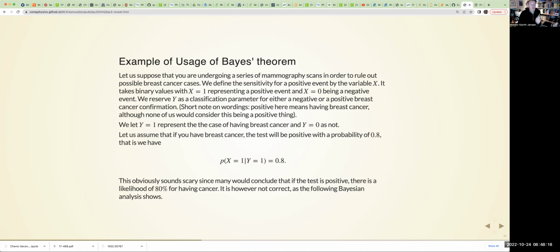If you now have a positive event from the mammography, that means x is equal to 1, then you want to find out what is the probability of having breast cancer. So this is the probability of a positive event from the scan in case you have cancer. That does not mean that you have cancer.